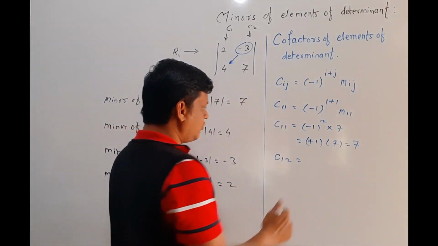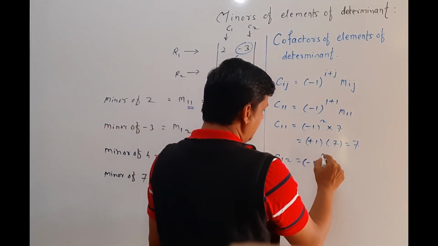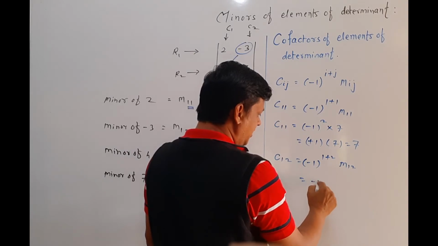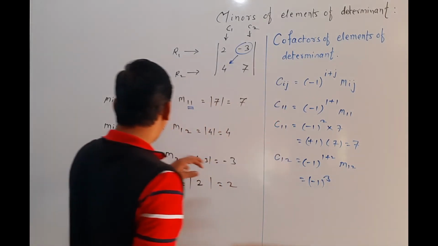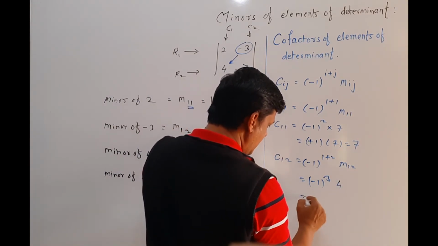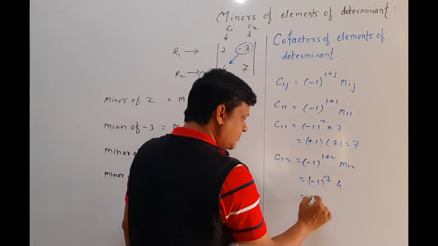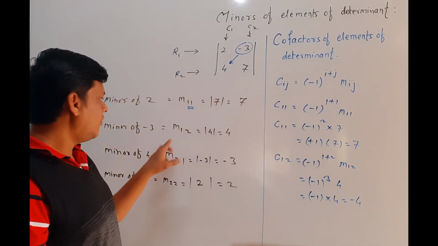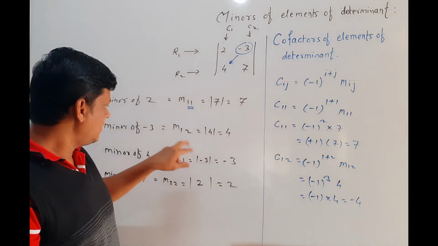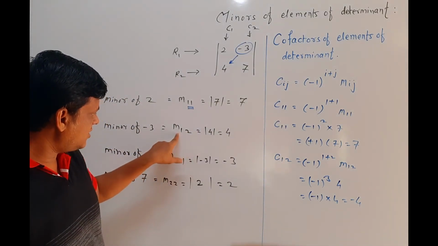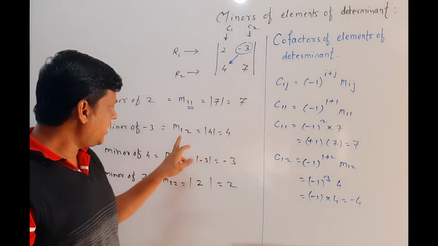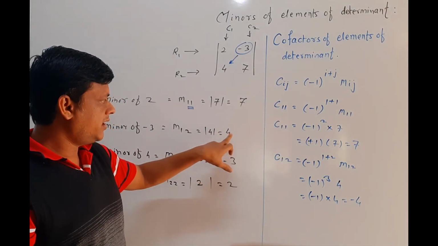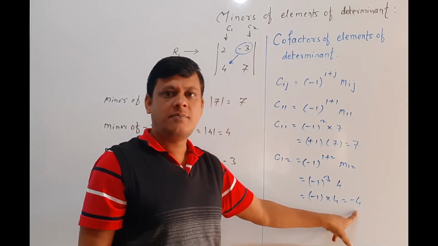So C12 is equal to -1 raised to the power 1 plus 2 into M12, that is -1 raised to the power 3 into M12, which we calculated as 4. So -1 cubed is -1, into 4 is equal to -4. That means if we add the positions of the element, 1 plus 2 is 3, which is odd, so its sign changes. Here the minor is 4, so its cofactor is -4.